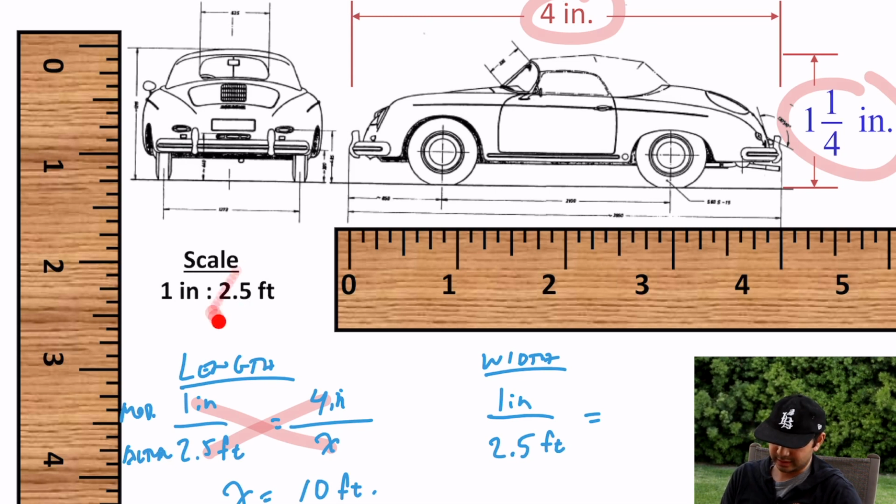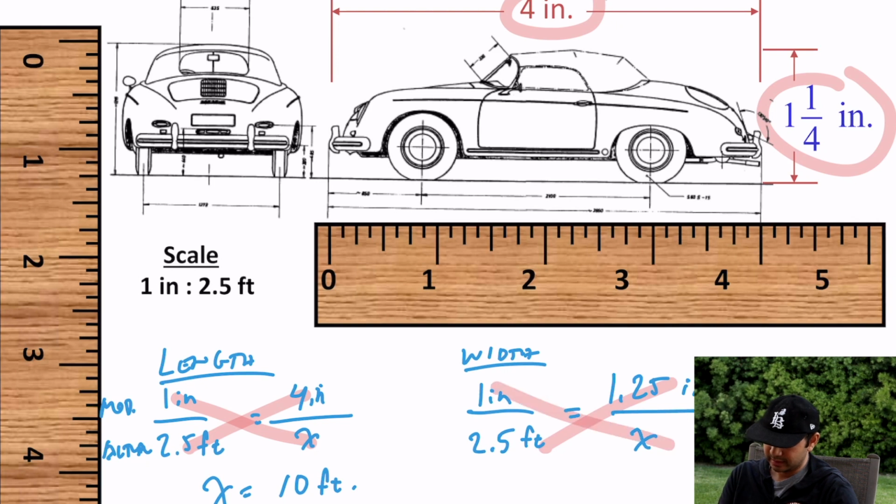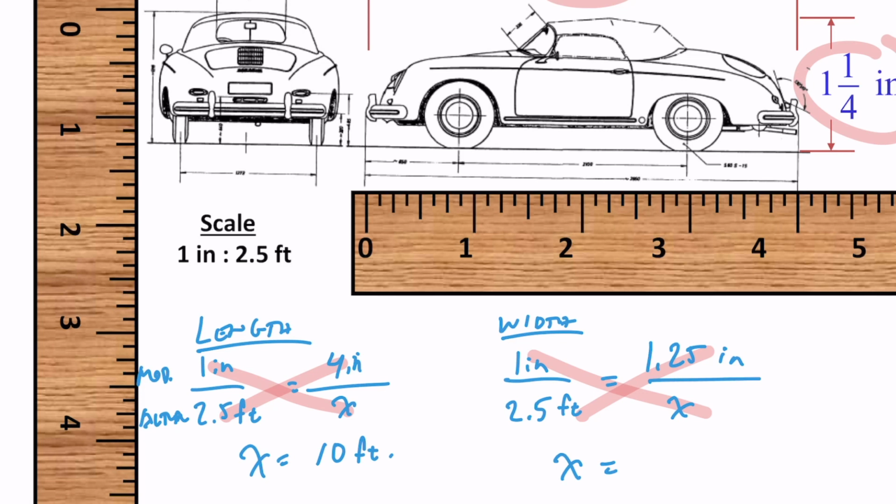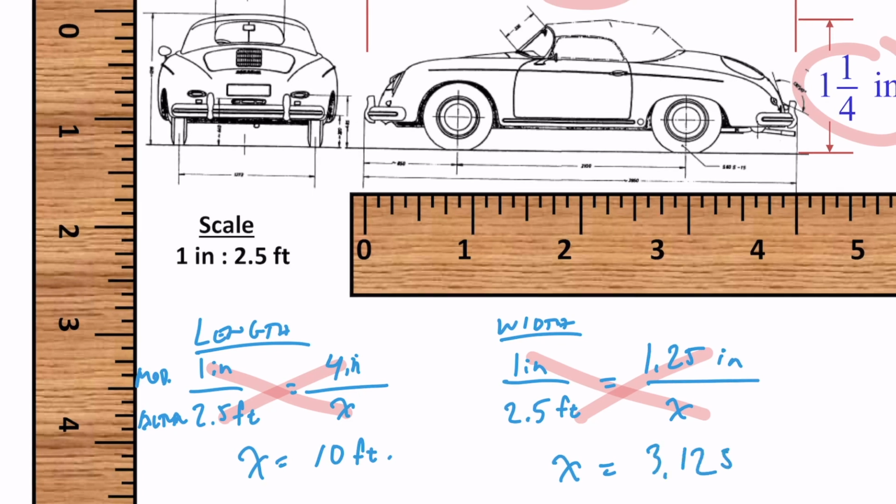It's kind of weird that this is a decimal over here and this is a fraction. So I'm just going to make 1 1/4 into a decimal. So 1/4 is 0.25. So I'll just say that the model is 1.25 inches, and that's going to be x. So same thing, you're going to cross multiply. X times 1 is just x. 2.5 times 1.25 is going to be 3.125, and that's going to be feet. And if you memorize any of those, 3.125 is 3 1/8 of an inch.